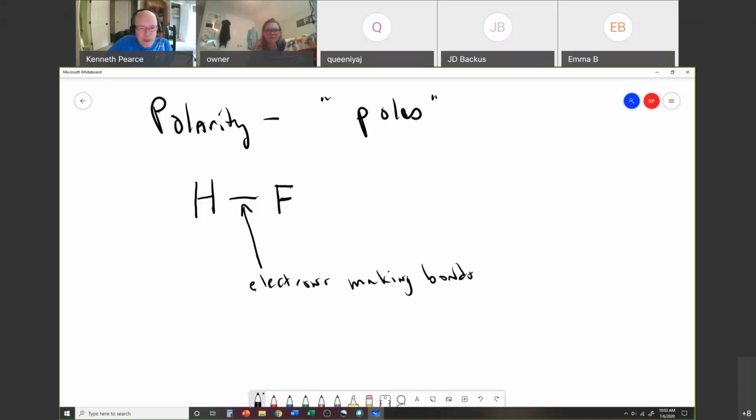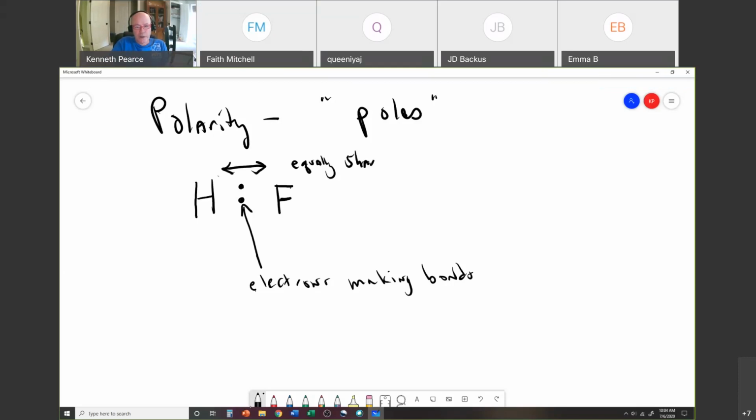Okay, so if we were to represent these two lines as being a bond and being two electrons, we could draw them like this. And I'm going to try to draw these electrons being more or less dead center between the hydrogen and the fluorine atoms. Okay, now all things being equal, you would think that they would be equally shared between the hydrogen and the fluorine. They're in between, and we would say these are equally shared in an ideal world. Okay, but in fact they're not.